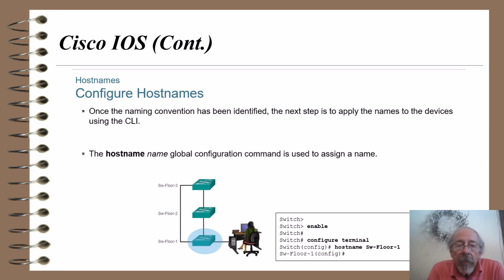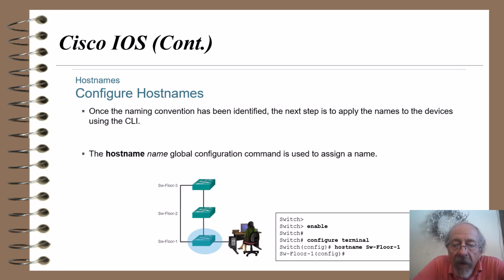So this is an example of how we would configure, say, a host name, whether it be a switch or a router. Once the naming convention has been identified, the next step is to apply the names to devices using the command line interface. The hostname global configuration command is used to assign a name.